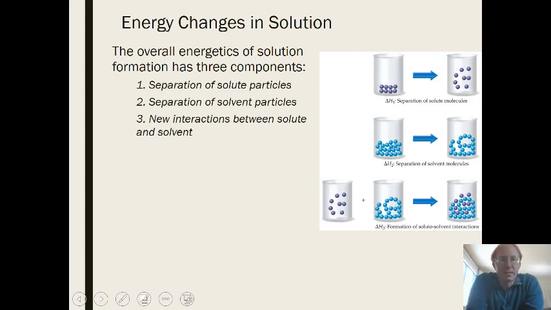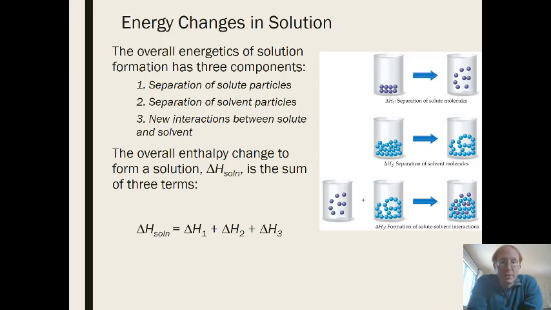So there's three processes that need to happen. The overall energetics of solution have three components. I need to separate the solute particles. I need to disrupt the solute intermolecular forces. I need to separate the solvent particles. I need to separate and disrupt the solvent intermolecular forces. And then I'm going to form new solute-solvent intermolecular forces. So those are the three processes that happen together. And when I combine those three energy values, that's going to help determine whether or not that solute will dissolve in the solvent.